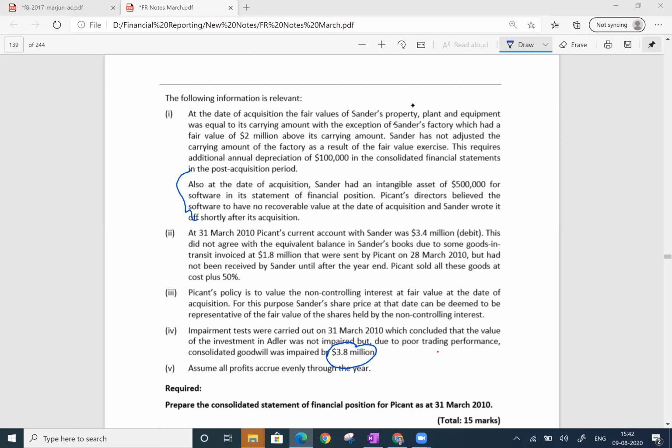Okay. Next, read the next one. Also, in the second paragraph, also at the date of acquisition, subsidiary had an intangible asset of 500 for software in SOFP. P's directors believe the software to have no recoverable value at the date of acquisition, and S wrote it off shortly after acquisition. Okay, what are they saying? At the date of acquisition, subsidiary had an intangible asset of 500,000 for software in SOFP. Okay, they're talking about the subsidiary's asset.